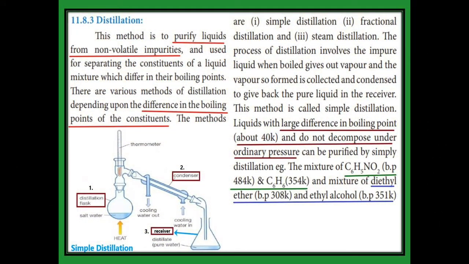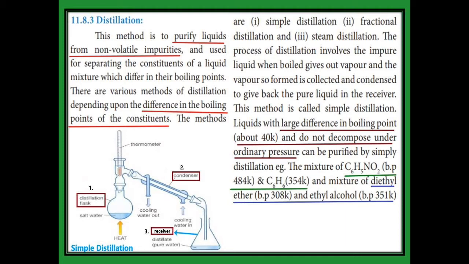Distillation process. In this distillation process, we get the pure compound from the non-volatile impurity. What does volatile mean? It is vaporable. Non-volatile means it is not vaporable. So the impurity should not be vaporable. That organic compound alone is a vaporable one.